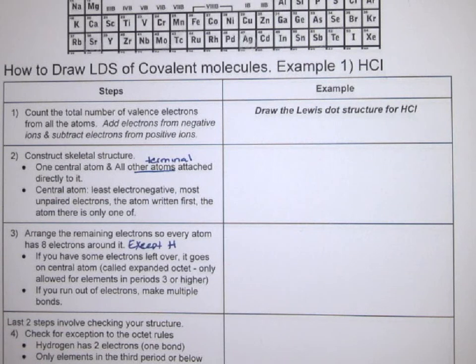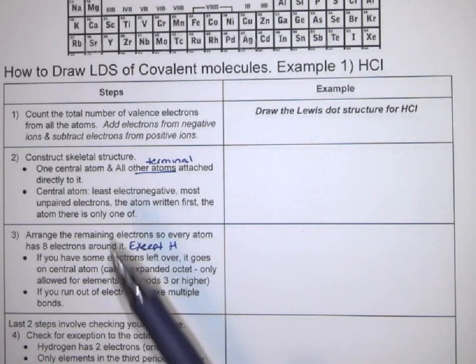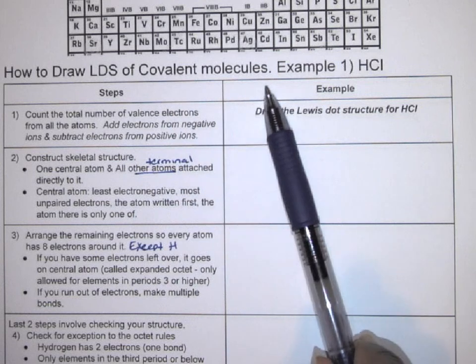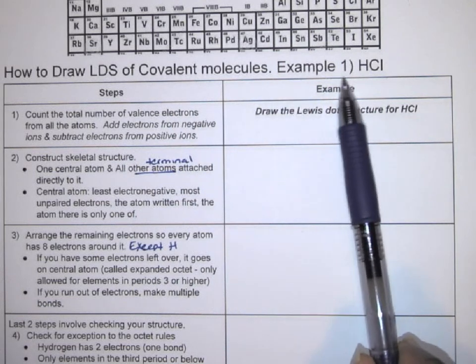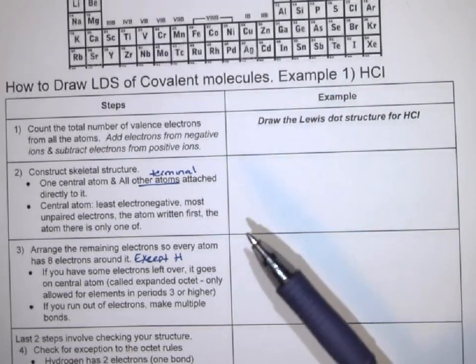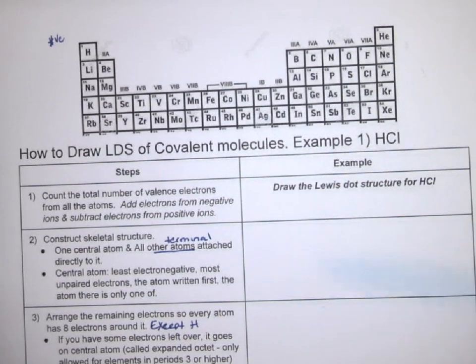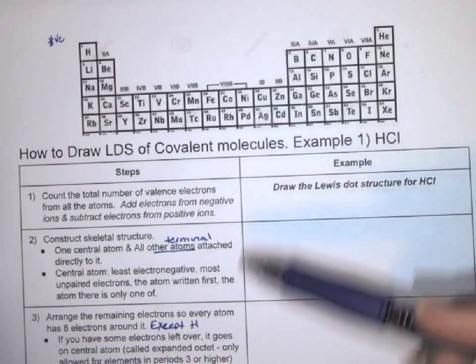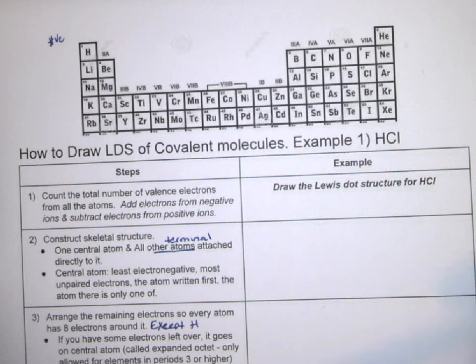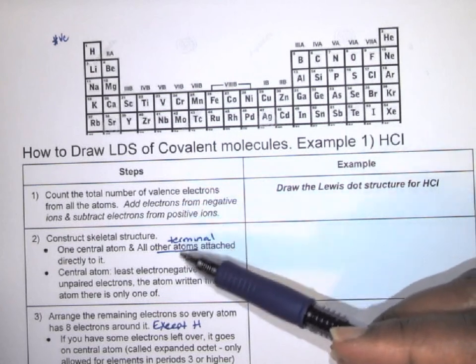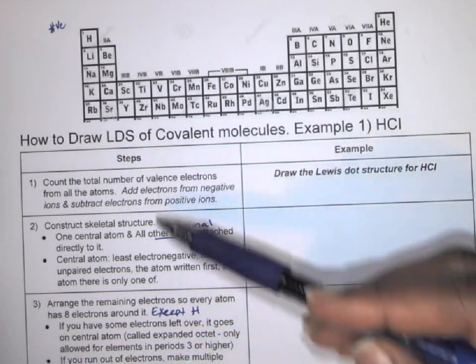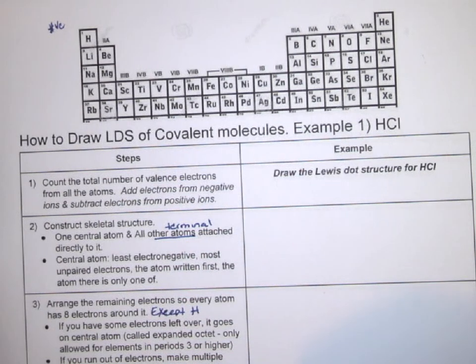Hi, and welcome to the video on how to draw Lewis dot structures of covalent molecules. This is example 1, hydrochloric acid, or HCl. Now, in your notes, you actually have these examples all done out, and the steps are written on the side. I've just basically modified the steps in more user-friendly language, but it's the same steps that you have in the PDF of your notes.